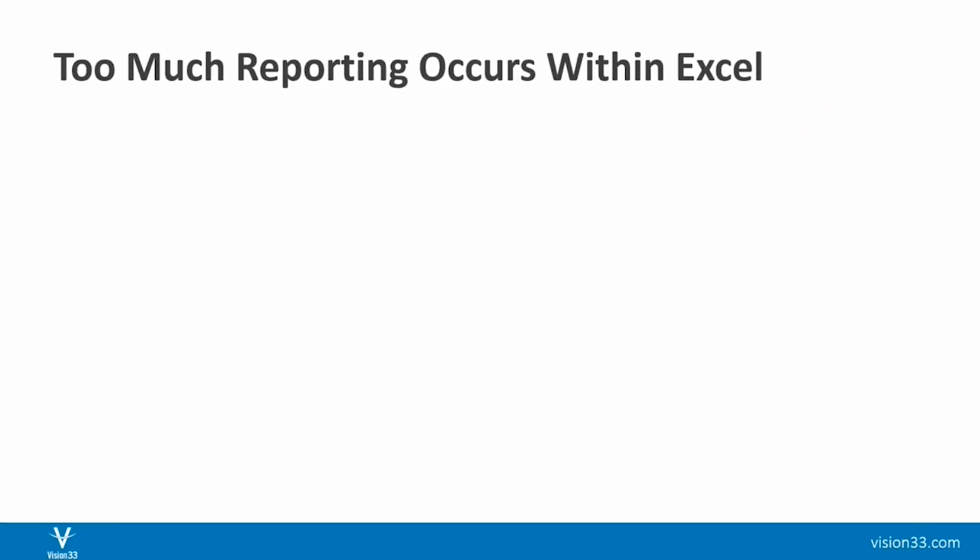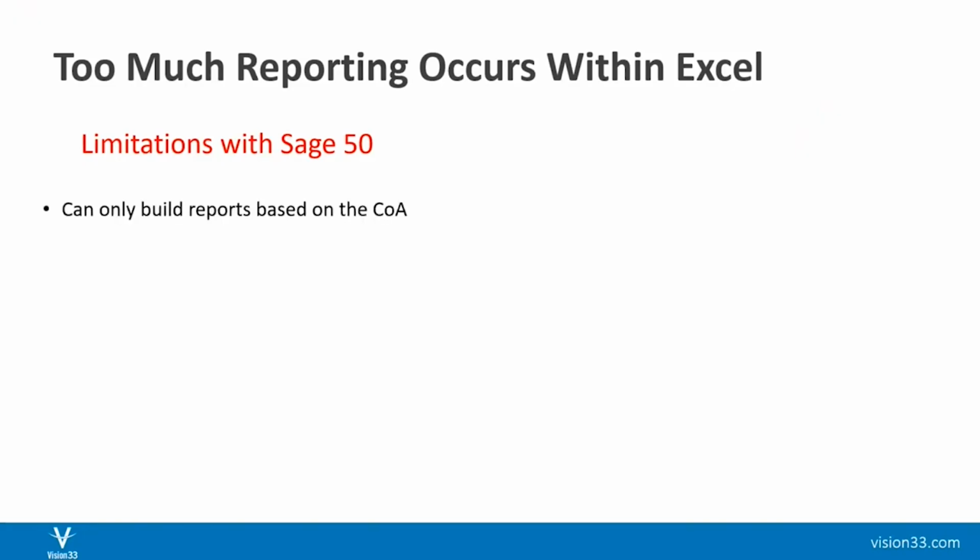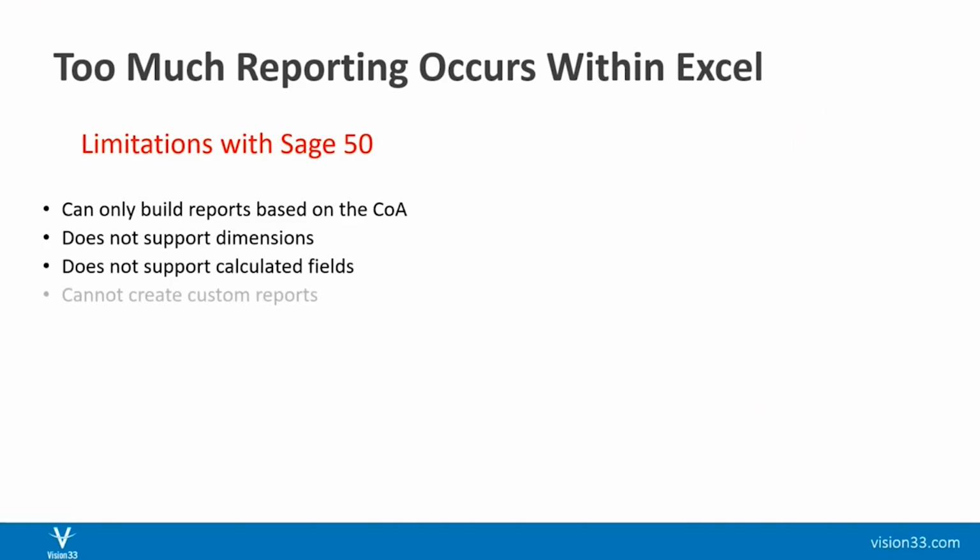Maintaining financial reports within Microsoft Excel is far from ideal for organizations. It is a manual, time-consuming process that is prone to errors. Because of the limitations within Sage 50, many organizations are forced to maintain a large amount of their reports within Microsoft Excel. This is because Sage 50 can only build reports based on the chart of accounts. It does not support dimensions or dimensional accounting. It does not support calculated fields or statistical accounts, and you cannot create custom reports. This is where Sage Intacct shines.